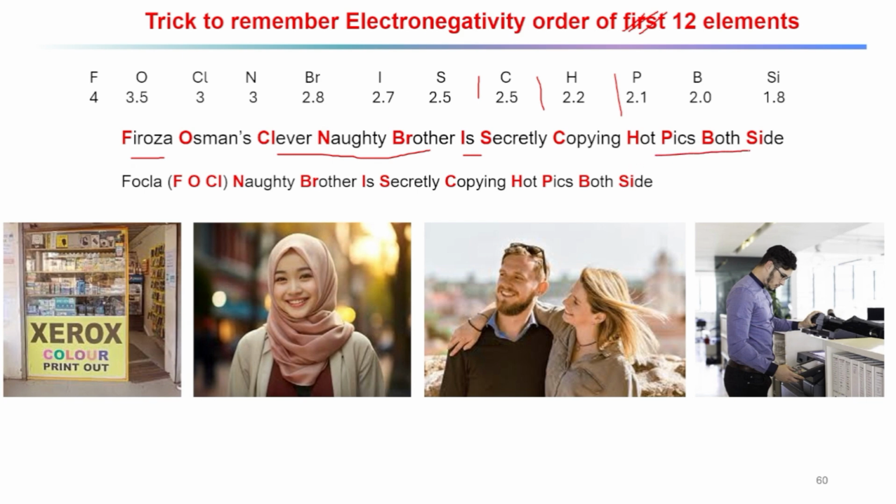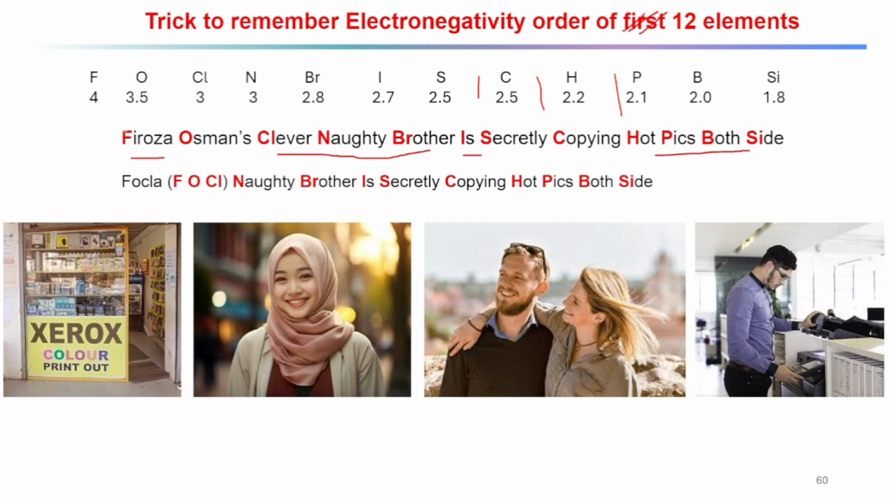So you went to the Xerox shop and you saw there that Firoza Osman's brother is there. He's also copying something, and he's very clever as well as naughty. And that brother is secretly copying hot pics both sides. So he's photocopying some actress models and their photos with bikinis. So you have to remember: Firoza Osman's clever naughty brother is secretly copying hot pics both sides.